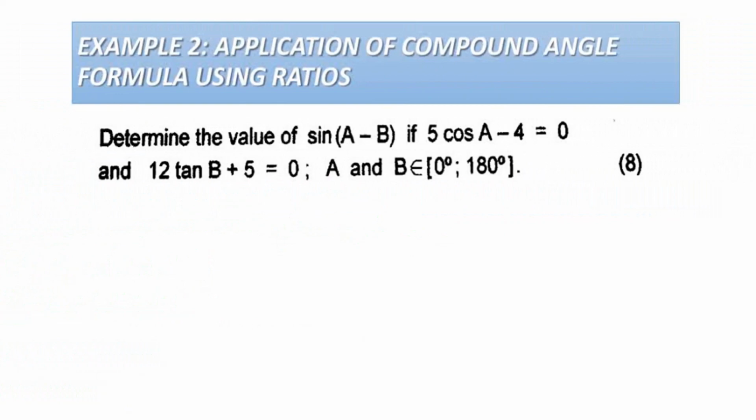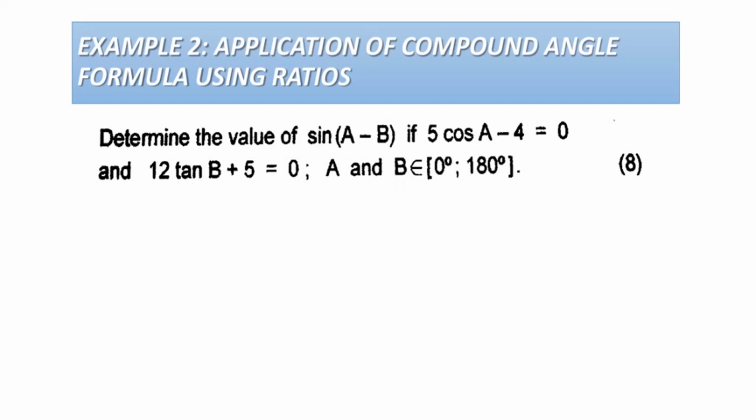Example 2. So this is application of your compound angle formulas or compound angle identities as well as using ratios, right? Let's just have a look at the question. The question is saying, determine the value of sine of A minus B if 5 cos A minus 4 is equal to 0 and 12 tan B plus 5 is equal to 0. We are told that the angle A and B are in the first two quadrants, right?